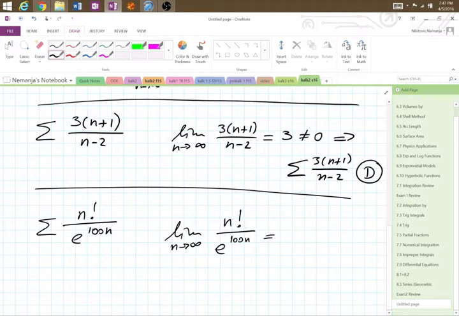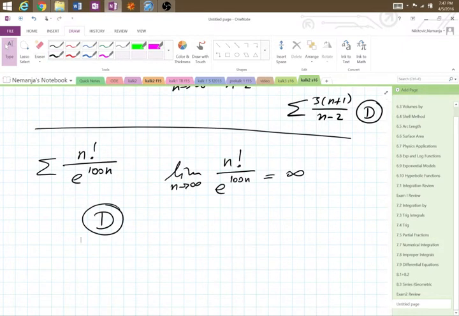Infinity, very good. Why is the limit infinity? The growth rate of functions, which we talked about last time, tells us that factorials grow faster than any exponential function at any time. So a faster function over the slower function is infinity. Perfect. We know immediately that it diverges because it's not 0.